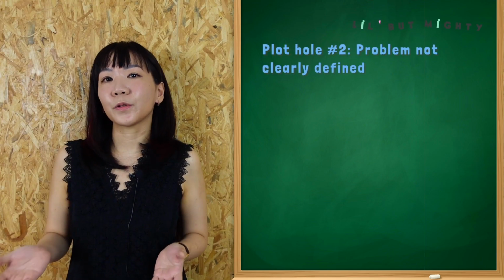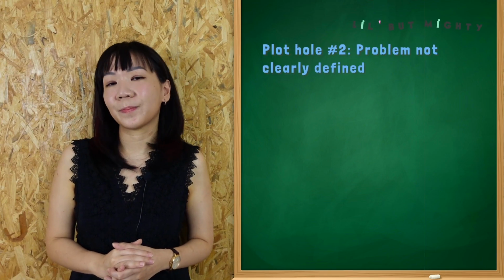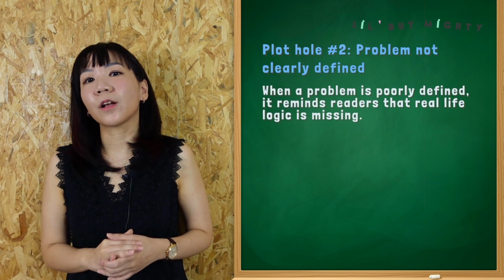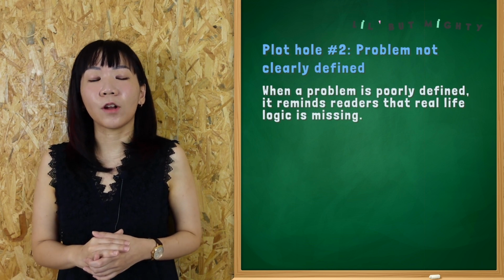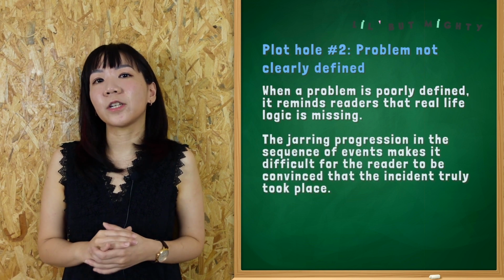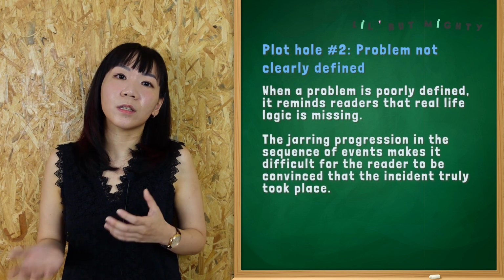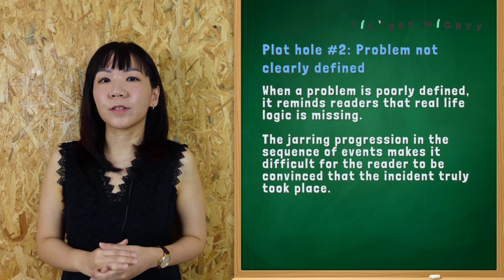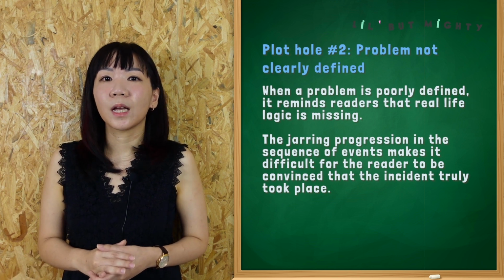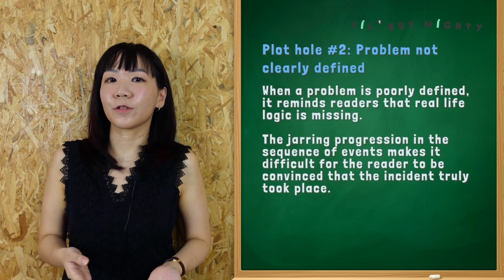Number 2, problem not clearly defined. When a problem is not clearly defined in your story, it reminds your readers of real-life logic. The jarring progression in the sequence of events makes it difficult for your readers to truly believe that the incident took place. Now, let's look back at the original storyline.